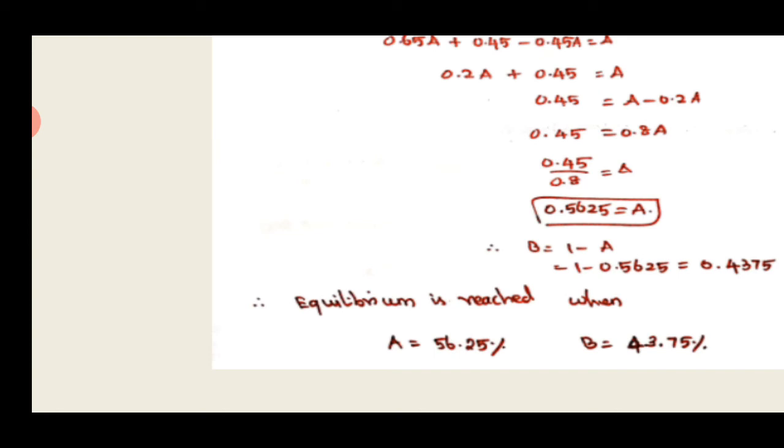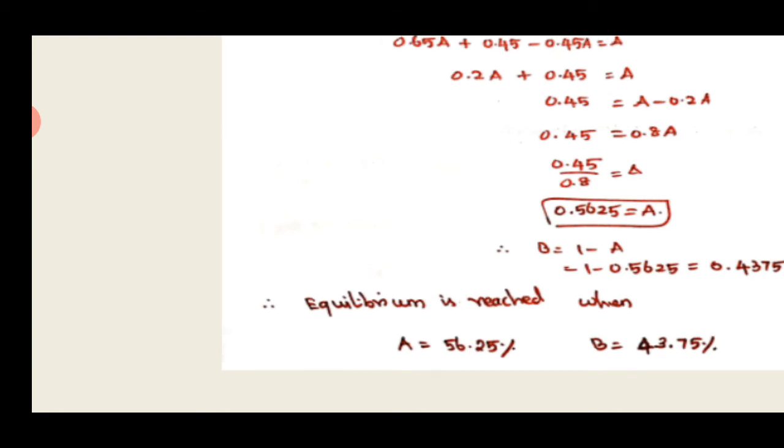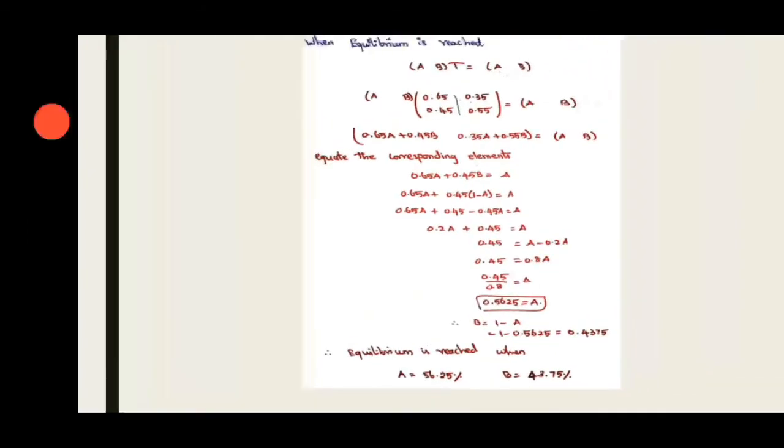If you know A value, with that you can find B value. B equal to 1 minus A. So 1 minus 0.5625, you get 0.4375. So 0.5625 means 56.25 percentage. 0.4375 means 43.75 percentage. So the equilibrium will be reached when A has 56.25 percentage and B has 43.75 percentage.